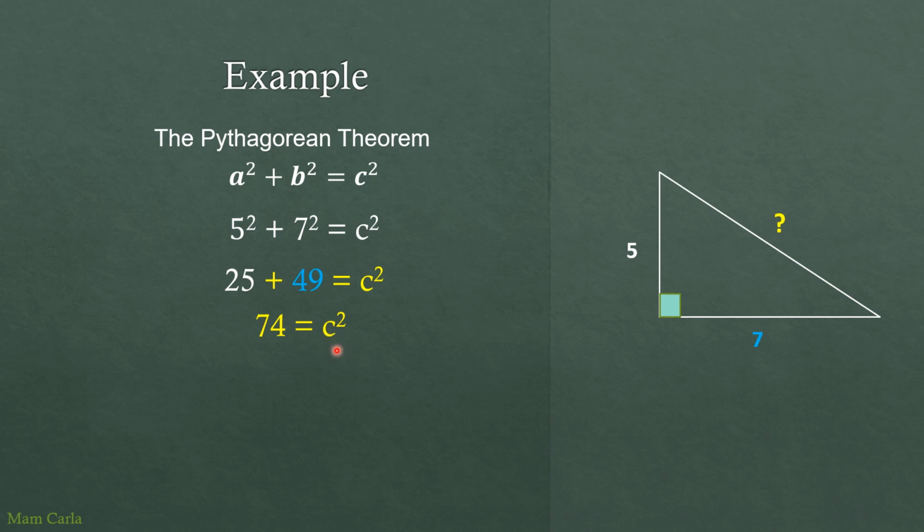Solving for C, we get the square root of both sides. So, what is the square root of 74? Correct. The square root of 74 is approximately 8.60.